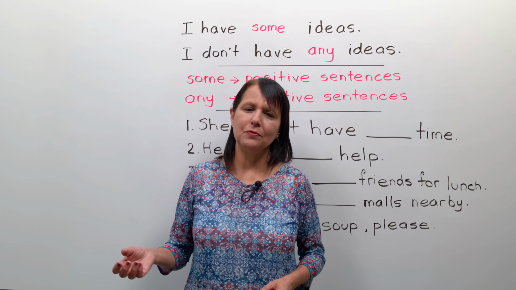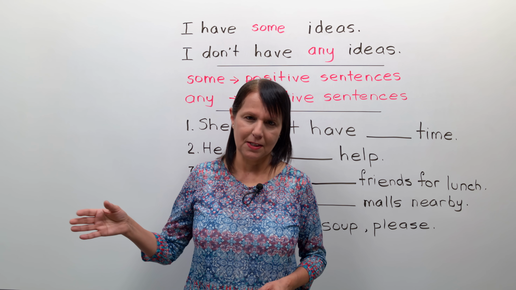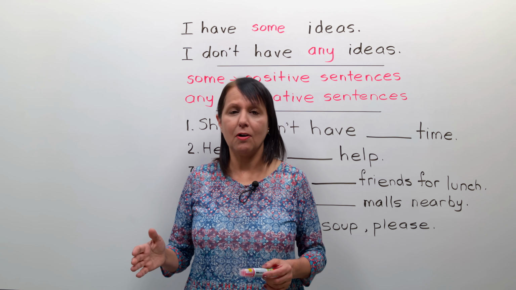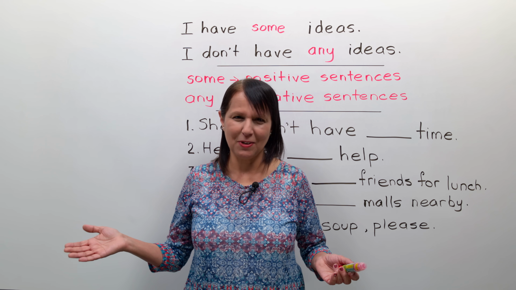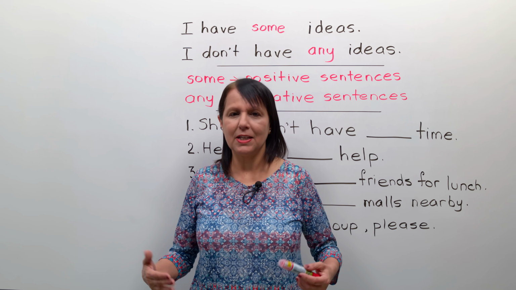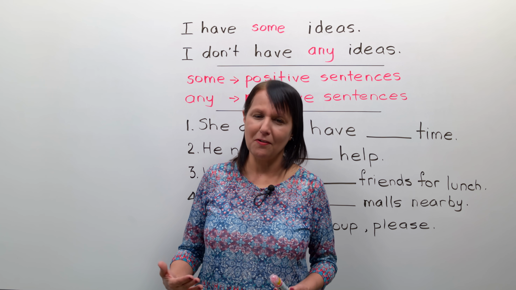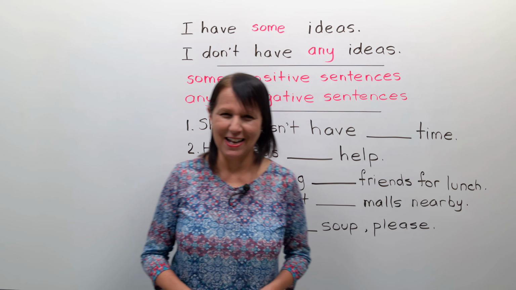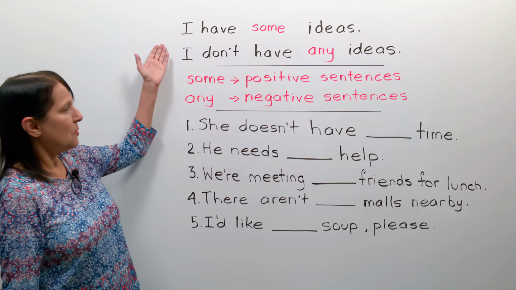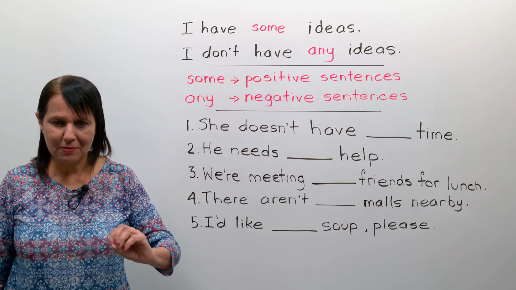And any refers to a part of something. Could be a little bit, could be a lot, could be somewhere in between. Okay? But let's understand how to use these words because they're often confused. Let's begin now. So let's start by jumping right in.